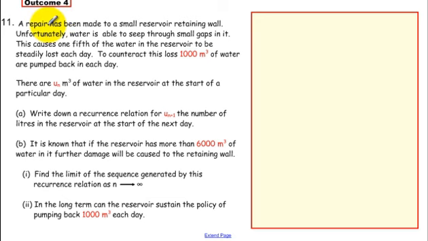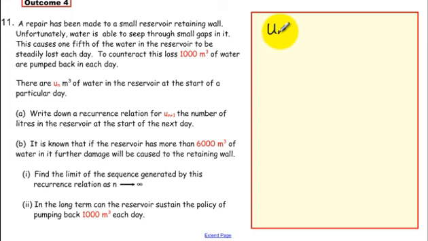So we read through this first of all that a repair has been made to a small reservoir retaining wall. Unfortunately, water is able to seep through small gaps in it, and this causes 1/5 of the water in the reservoir to be steadily lost each day. To counteract this loss, 1,000 metre cubes of water are pumped back in each day. There are Un metre cubes of water in the reservoir at the start of a particular day. We're then asked to write down a recurrence relation for Un+1, the number of litres in the reservoir at the start of the next day.